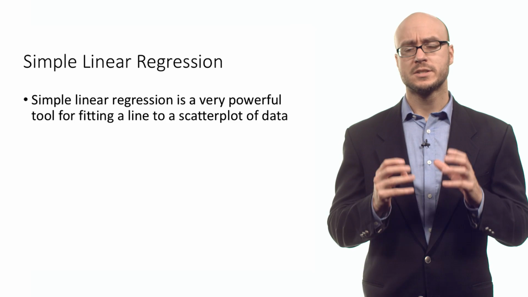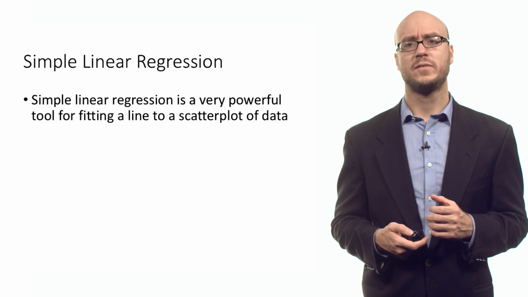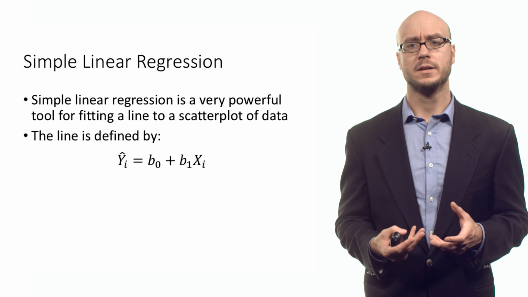Welcome to part 2 in our discussion of simple linear regression. For this part, we're going to talk about how we actually obtain those particular values of the intercept and slope for simple linear regression. Simple linear regression is a very powerful tool for fitting a line to a scatter plot of data, as we've talked about.